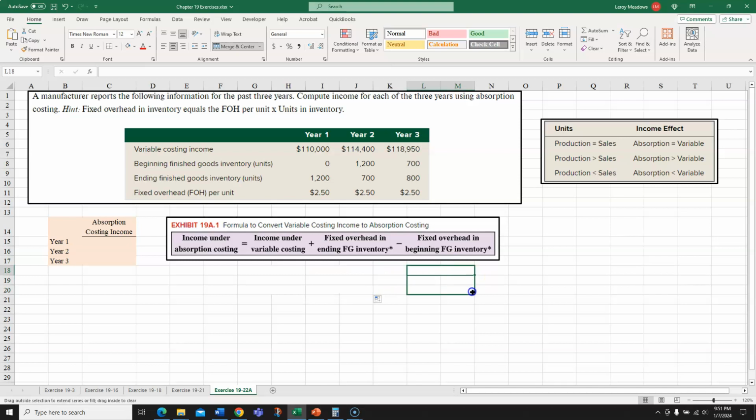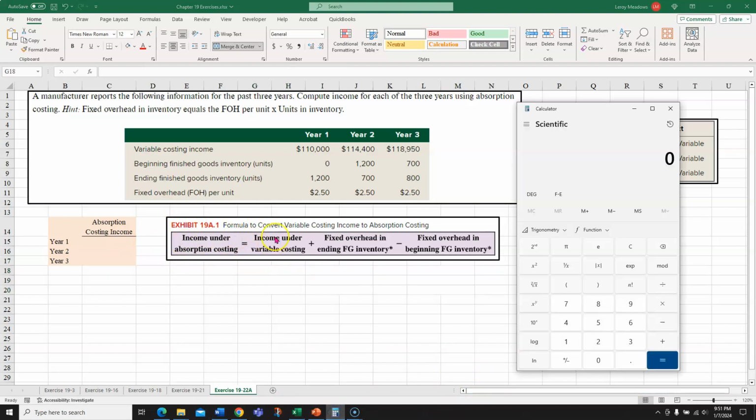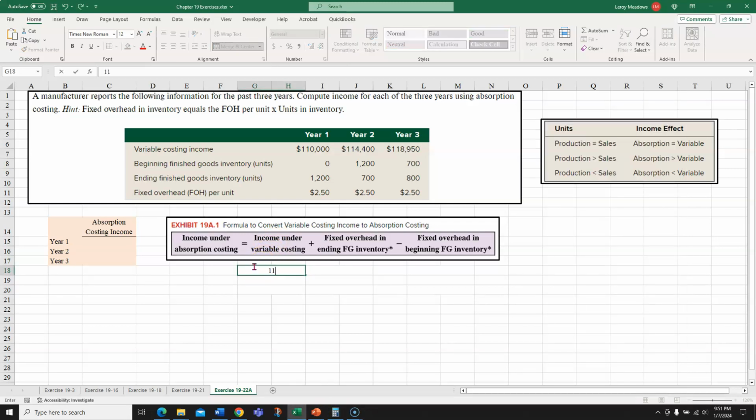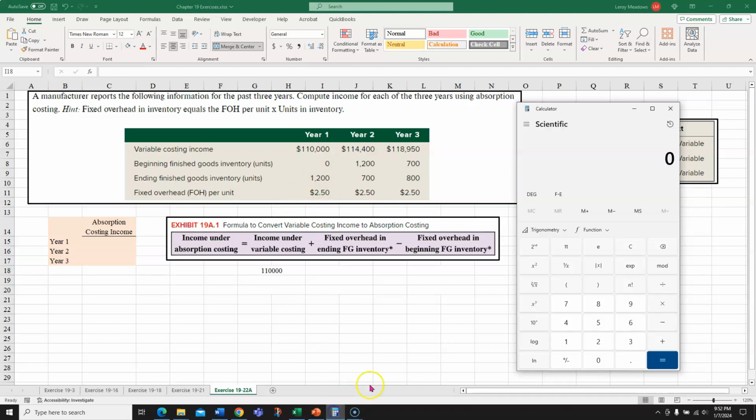Prepare this here. Okay, so what I want to solve for is this right here. I'm going to start off with my income under variable costing, which is $110,000, plus my fixed overhead in ending finished goods inventory. I have 1,200 units, and we're told that fixed overhead per unit is $2.50.